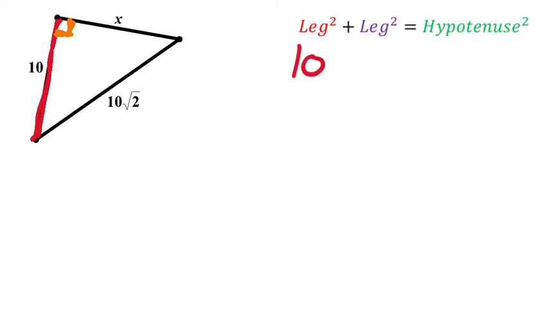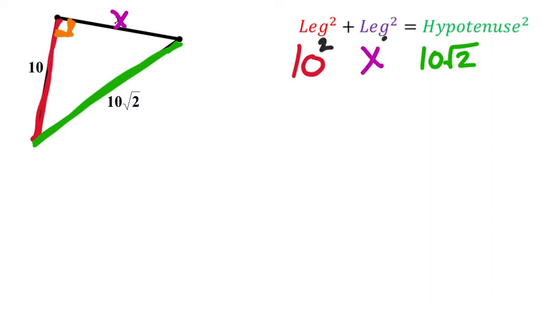Now this other length right here, 10 times the square root of 2, that's our hypotenuse. Well, how do we know that? Because it's not making up the right angle, right? These two sides make up the right angle. The one that doesn't is the hypotenuse. So that's 10 times the square root of 2 as my hypotenuse, okay? The other leg is x. So we just don't know what x is, but we're going to solve for it.